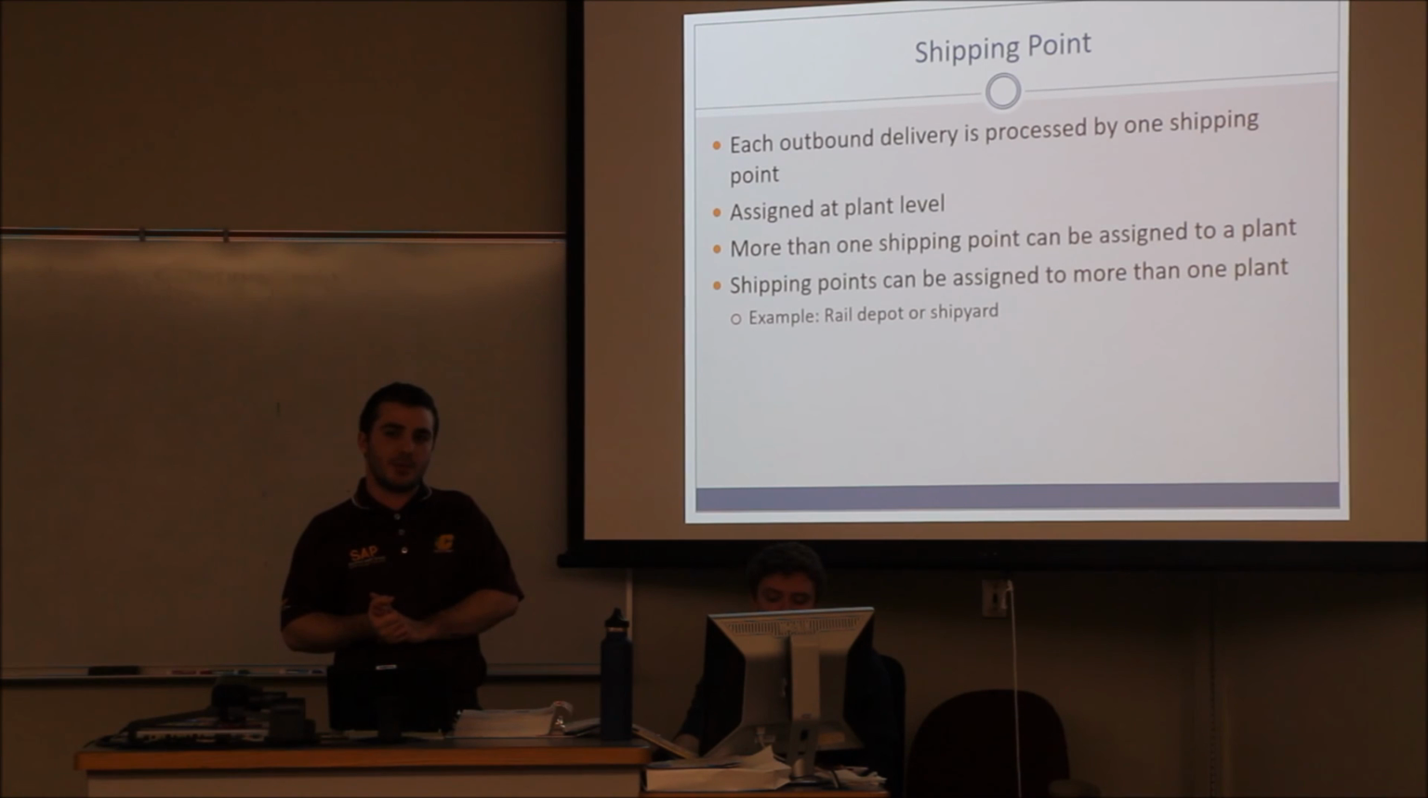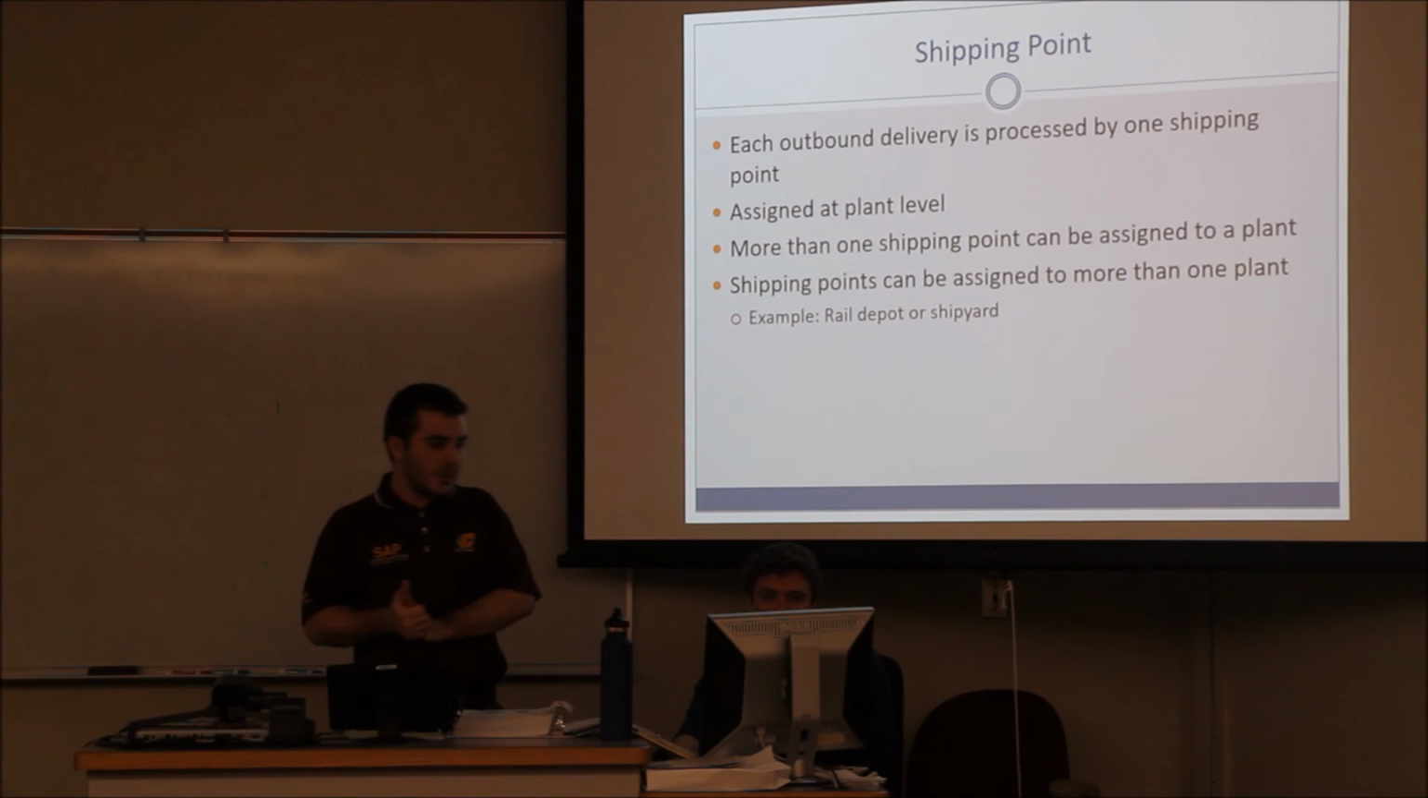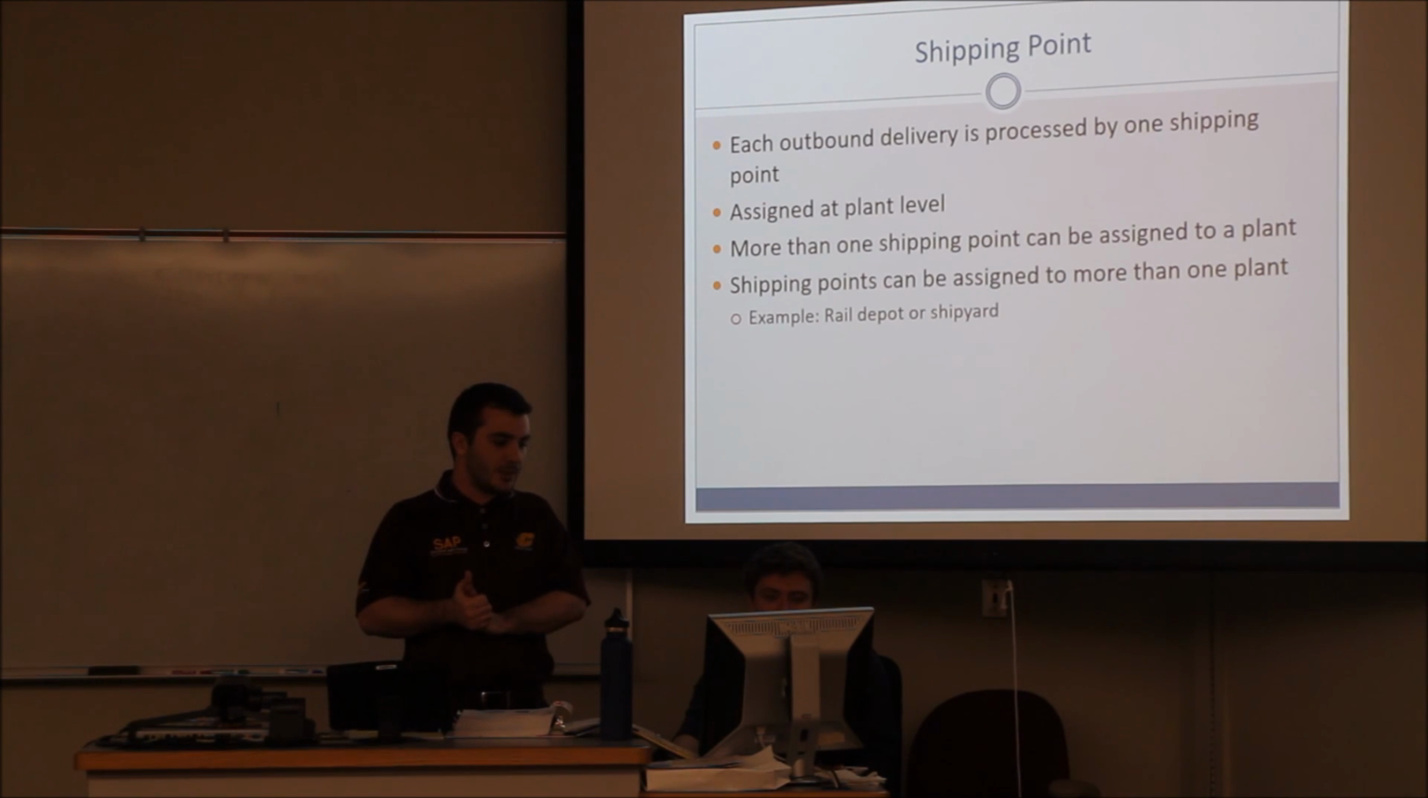You can't assign a shipping point to a company code because if a company code has multiple plants, each individual plant has to be able to ship materials. So it would get really confusing if you were to do it that way. And shipping points can be assigned to more than one plant, such as a shipyard. If plants share the same shipyard, they can ship materials from it.